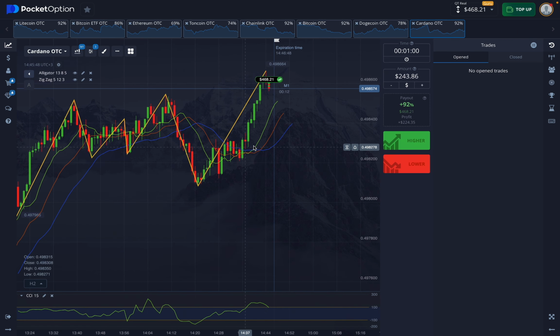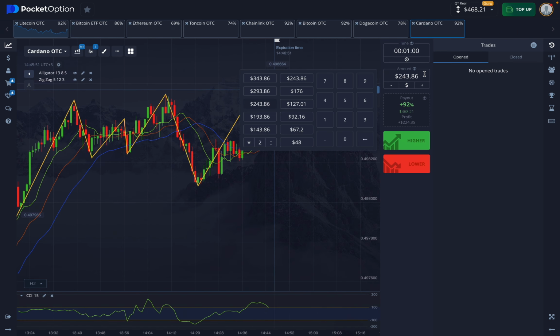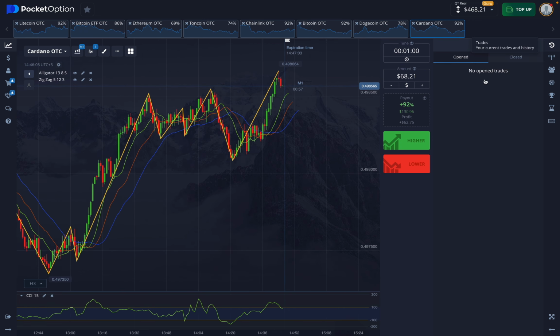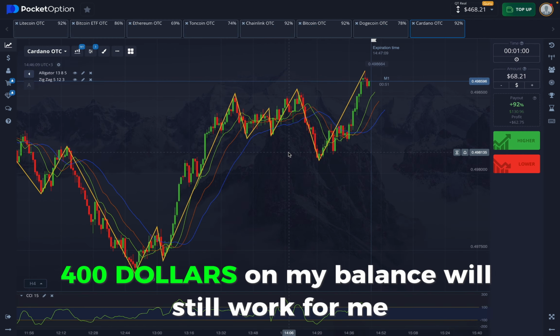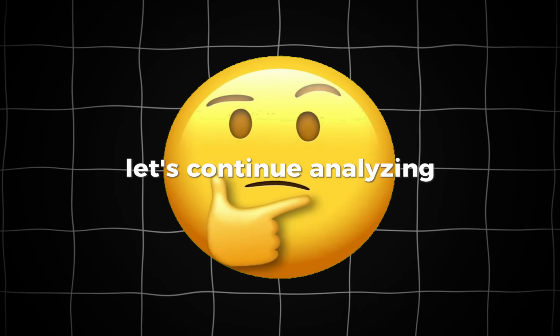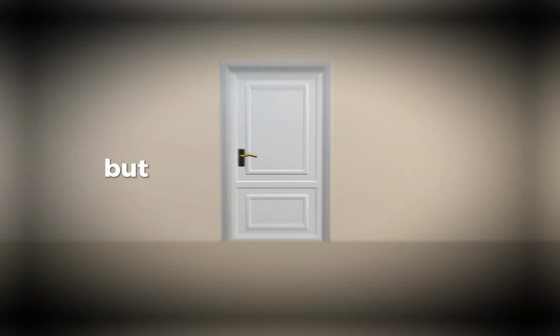I closed the trade with a profit without any issues. Now, let's analyze another interesting entry to solidify the results. The profit from today's trades is more than enough for me, so I'll open a $68 trade. In case of failure, $400 on my balance will still work for me. Let's continue analyzing and look for another interesting entry, but let's select the next asset.